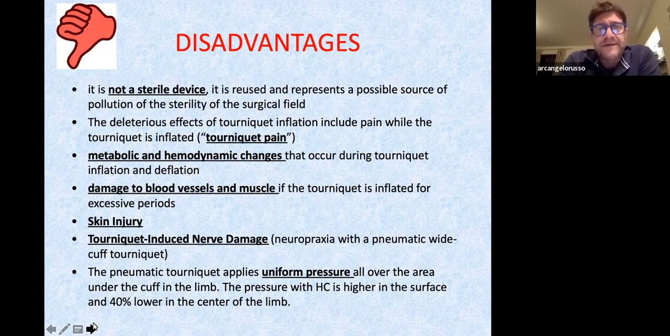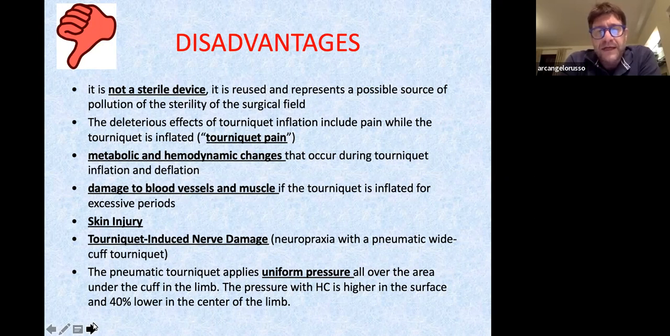The deleterious effects of tourniquet inflation include pain, called tourniquet pain. Sometimes we see at the end of the procedure a hematoma in the region of the tourniquet. Metabolic and hemodynamic changes occur during tourniquet inflation and deflation. Damage to blood vessels and muscle if the tourniquet is inflated for excessive periods, skin injury, and tourniquet-induced nerve damage, neuropraxia with a pneumatic cuff tourniquet.